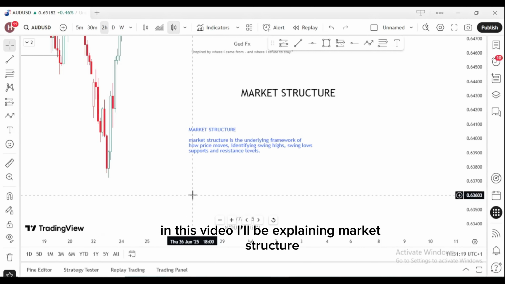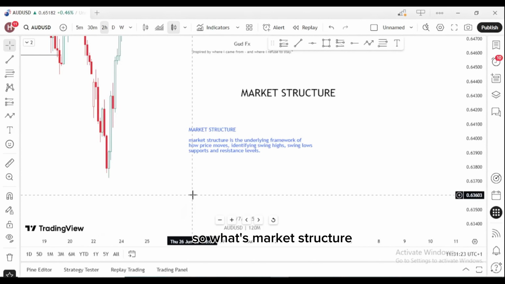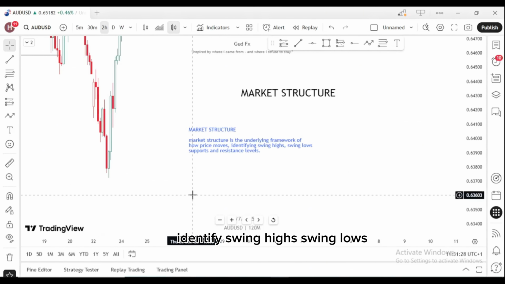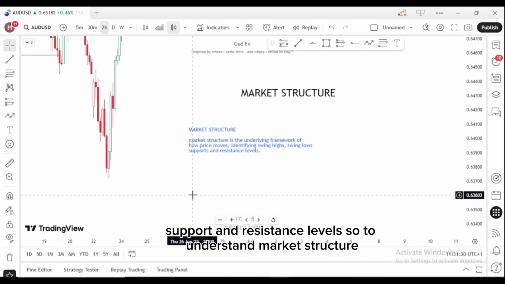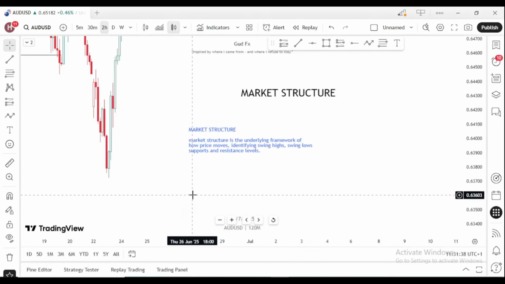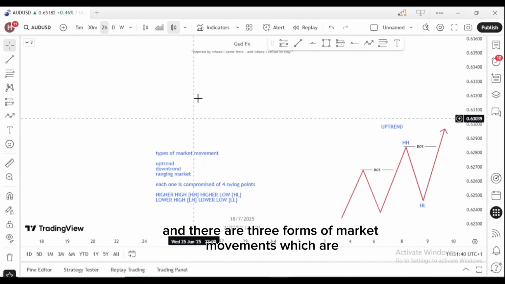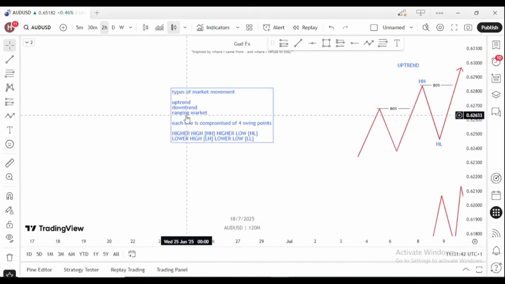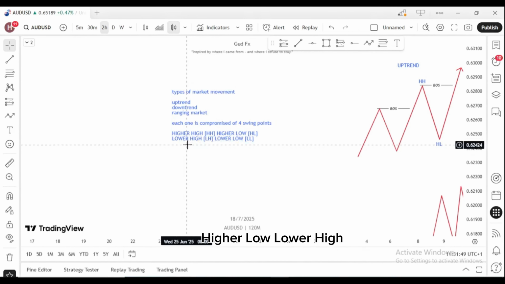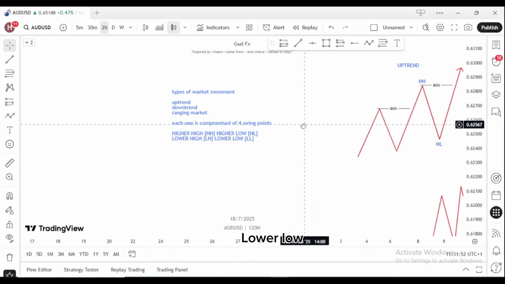In this video, I'll be explaining market structure. So, what is market structure? Market structure is the underlying framework of how price moves, identifies swing highs, swing lows, support and resistance levels. To understand market structure, you need to understand the three forms of market movements, which are uptrend, downtrend, and ranging markets. And each one comprises four swing points: higher high, higher low, lower high, lower low.